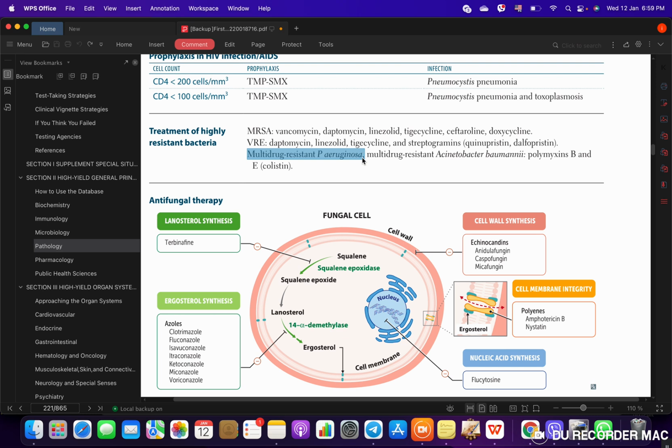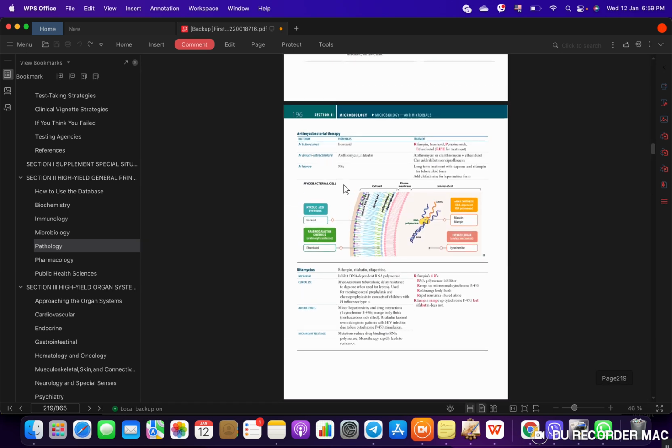So, multidrug resistant Pseudomonas aeruginosa and multidrug resistant Acinetobacter baumannii. They like this one these days. Why? Because it's a ventilator associated pneumonia. And now we have a lot of COVID. So a lot of ventilation, a lot of pneumonias, a lot of polymyxin B and E use. Polymyxin E is also called colistin. A lot of polymyxin use, a lot of resistance. A lot of resistance, more hospitalization. So that's it for this portion.